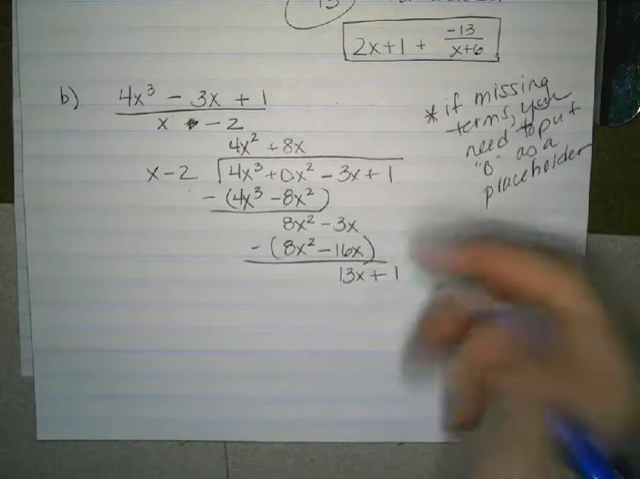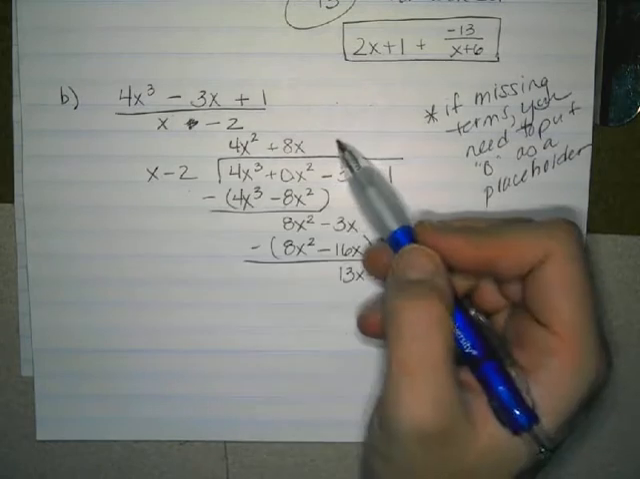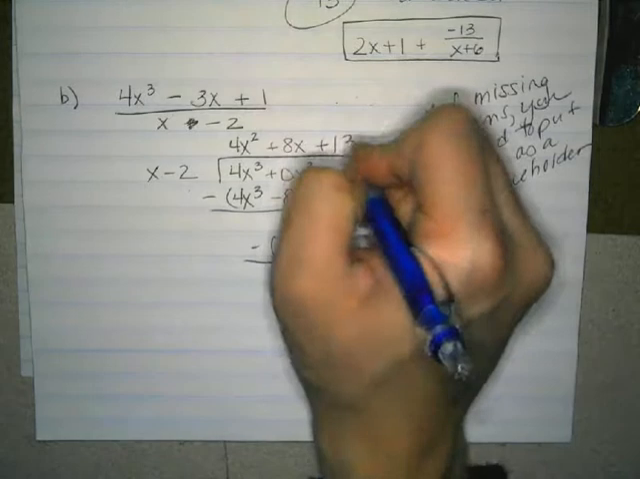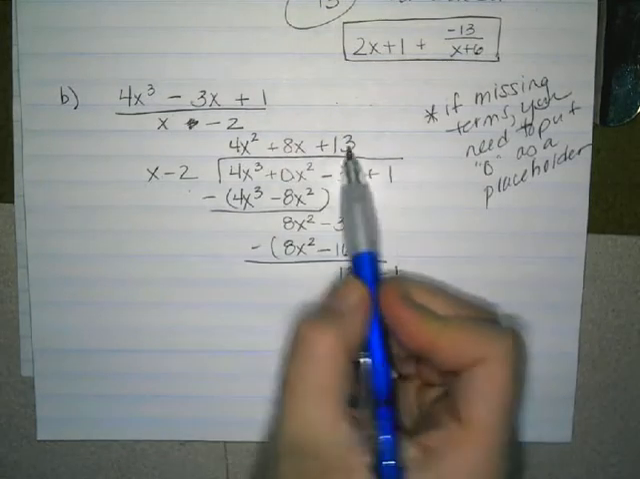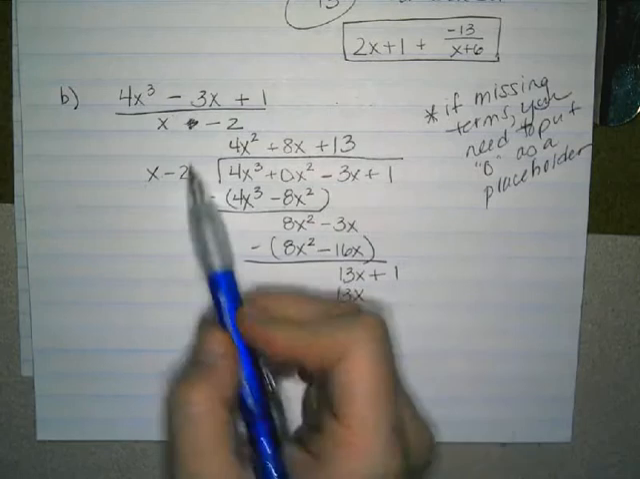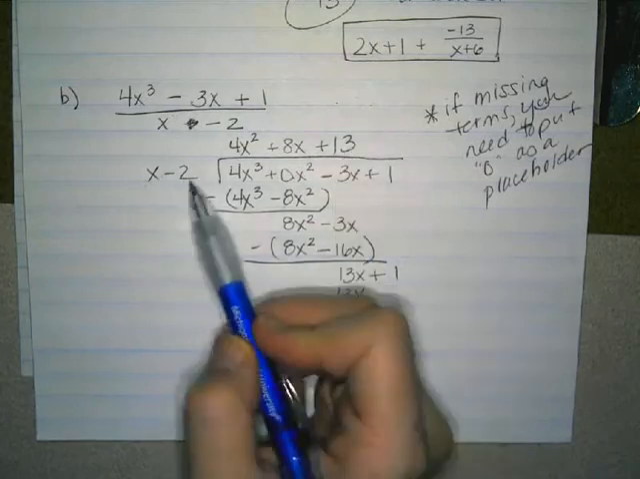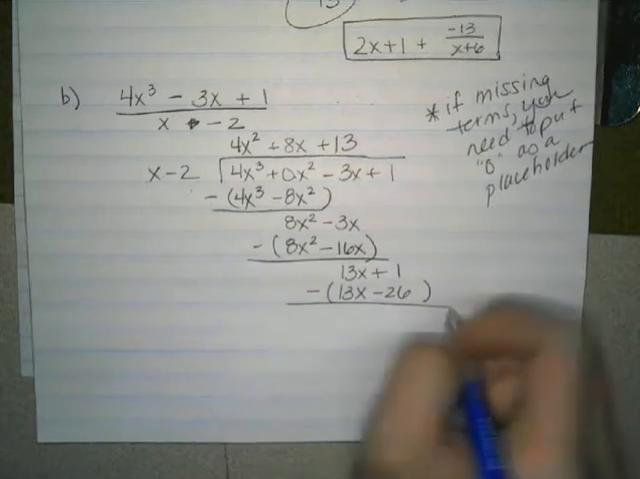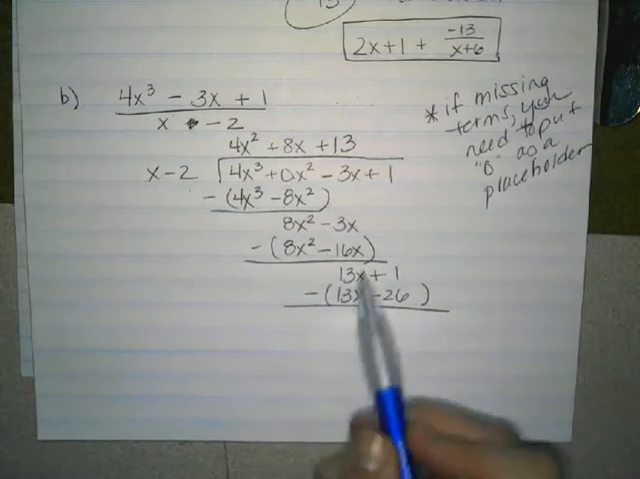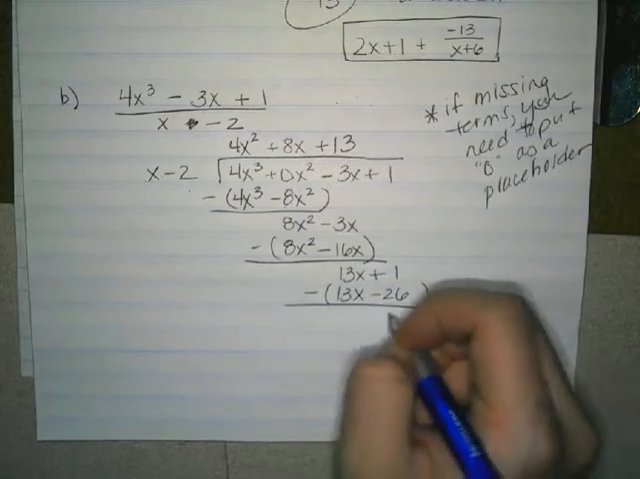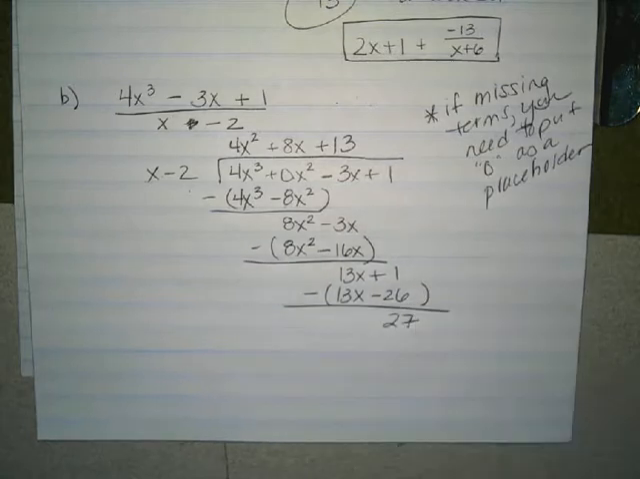Then you go back up to the top. What times x gives you 13x? Well, the answer to that is 13. 13 times x gives me 13x. And then you can't forget about that negative 2. So 13 times negative 2 gives me negative 26. And then you subtract. 13x's cancel. And 1 minus the negative 26 gives you 27, because the two negatives make a positive.